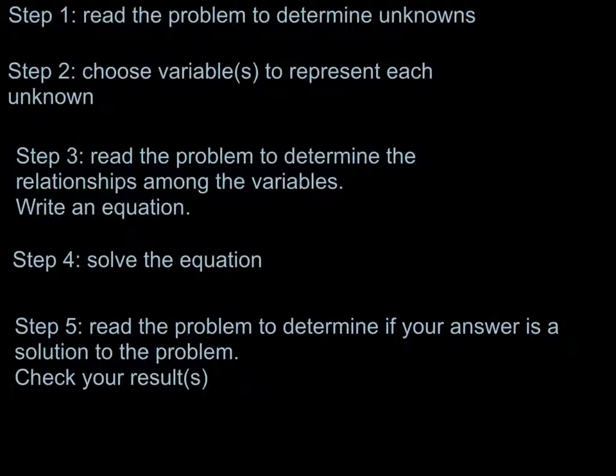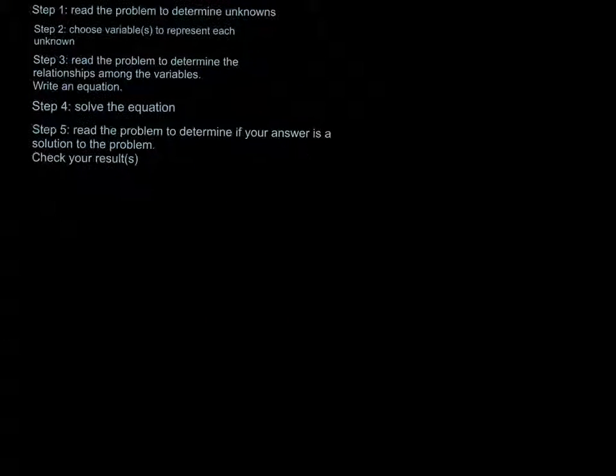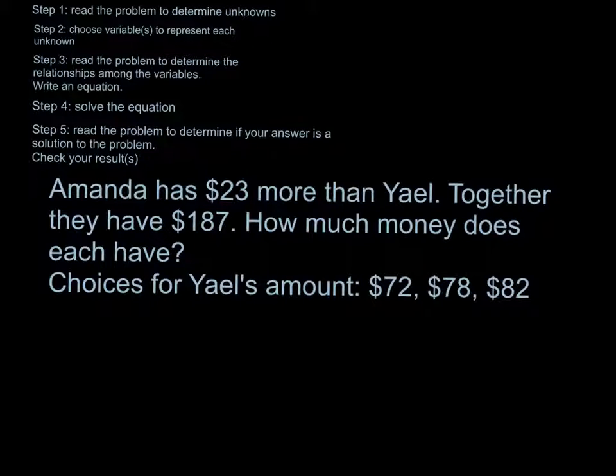Now, together, let's look at example 1 in section 1.7. Follow along with me in your book on page 27. That way you can see exactly what I'm looking at. Okay, we're going to keep the steps up in the top part of the screen as reference as we go through each part of this problem, trying to get a solution. All right, so I'm going to read the problem once through. Amanda has $23 more than Yael. Together, they have $187. How much money does each have? The choices for Yael's amount are $72, $78, and $82.